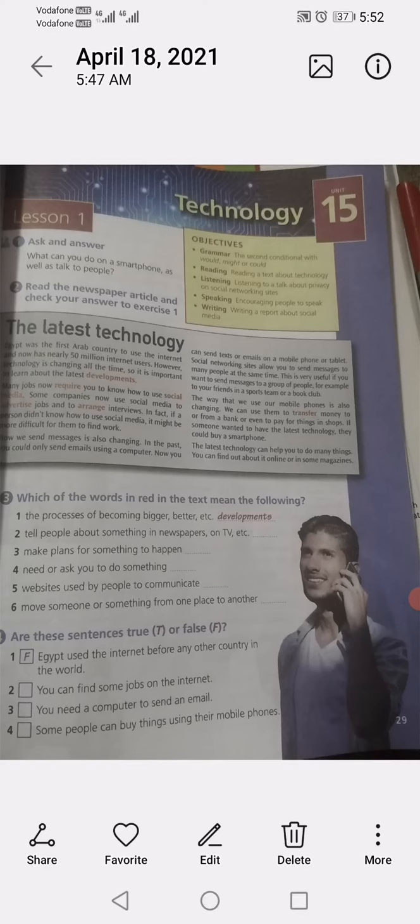Exercise number 1, ask and answer. What can you do on a smartphone as well as talk to people? Write your answer. Exercise number 2, read the newspaper article and check your answer to exercise 1. You have 2 minutes to read the article and try to get the meaning of the words in red.